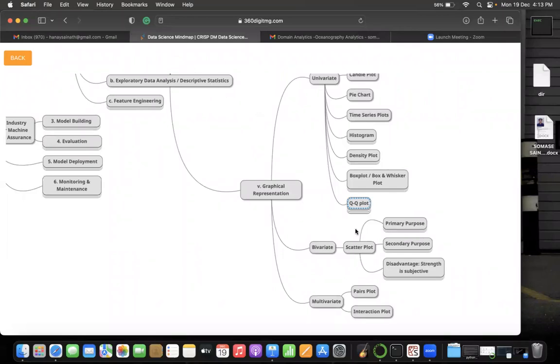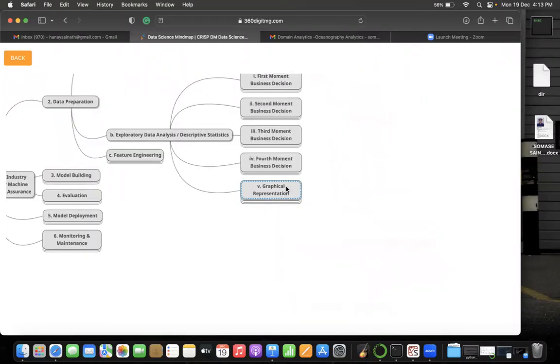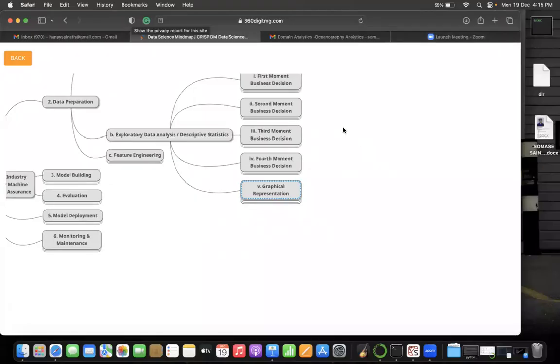So we have completed the business moments and graphical representations. We have done with all four moments of business decisions.